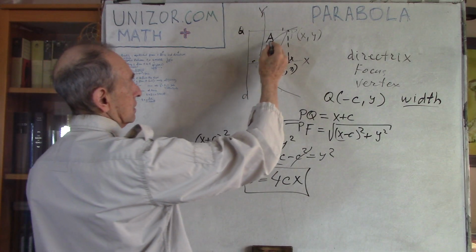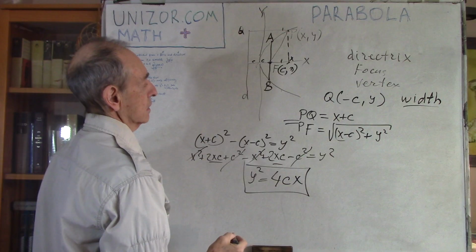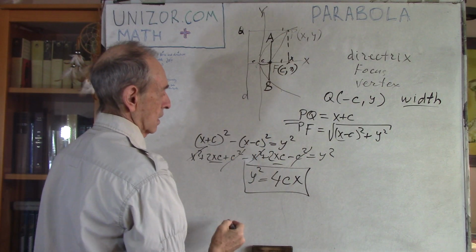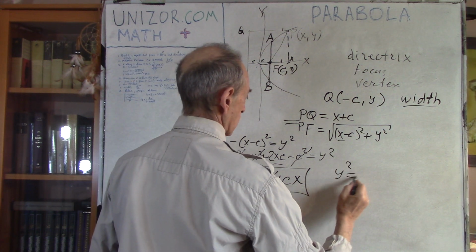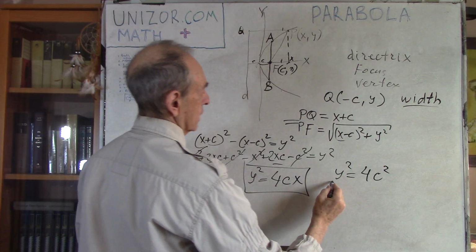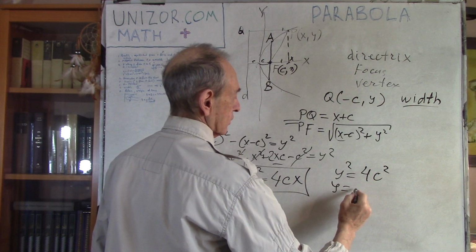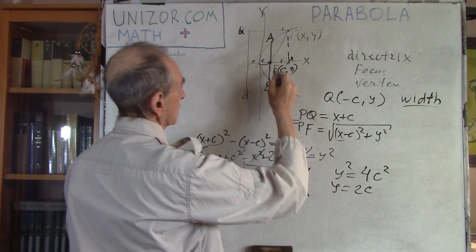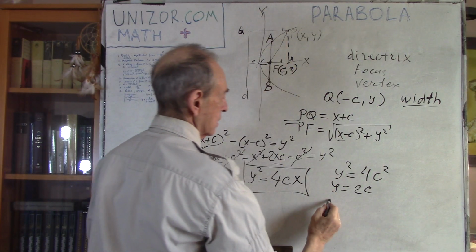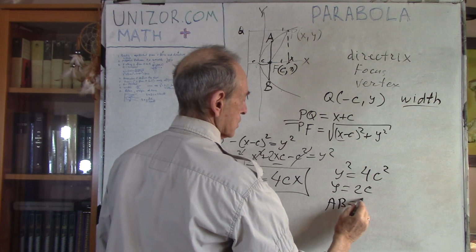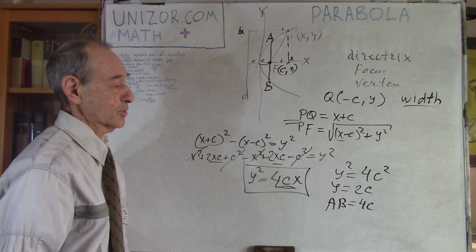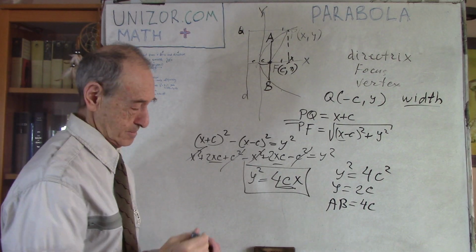Well, let's find the coordinates of point A. We have a formula right now. X is equal to c, so y squared is equal to 4c squared, right? So y is equal to the square root of this, which is 2c. But y is only from the focus to A. Now the whole AB is twice as big, which is 4c, which happens to be the same as the multiplier here, but that's just a coincidence.